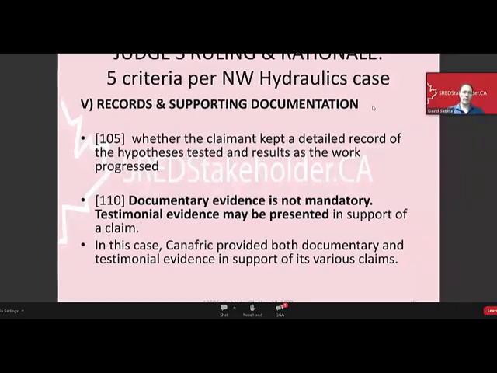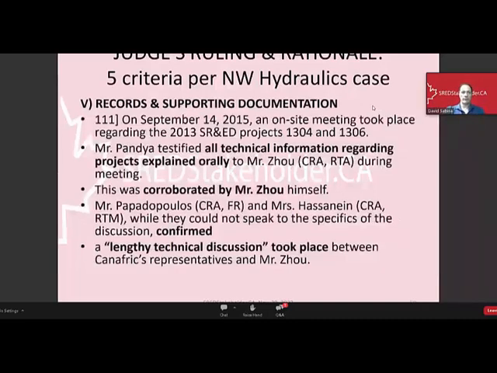Now, one of the key things, and we'll talk about this a little bit through the other cases too, is what kind of supporting documentation is applicable and how do we keep that? So in this case, the judge felt that there was both documentary and testimonial evidence, but more and more we'll find in some of the cases they're willing to accept testimonial evidence as opposed to written evidence in there. And we'll talk about the pros and cons for both of those, but just something to be aware of. Okay.